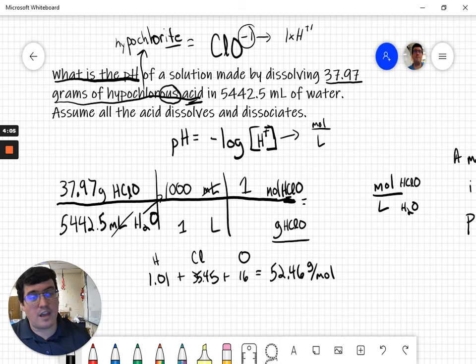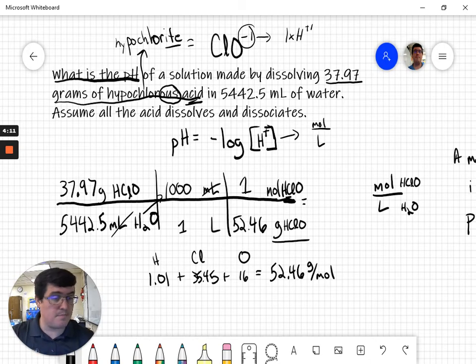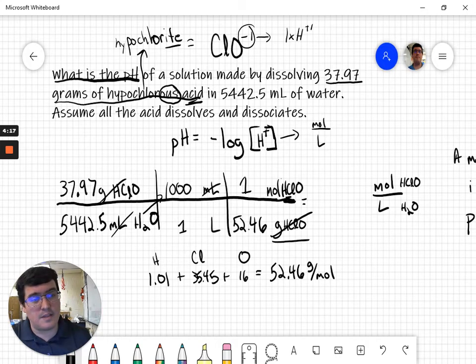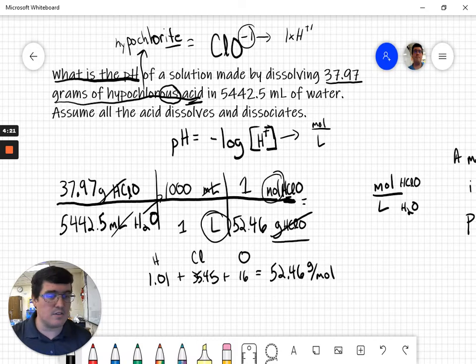Check. So that goes in front of grams, because it is a molar mass. Grams is mass. Has to go in front of grams. Gone. Gone. And the only thing I'm left with on top is moles. And the only thing I'm left with on bottom is liters. Liters of H2O, of course.